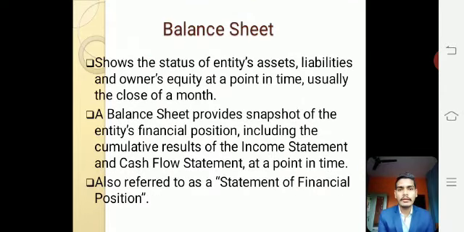Next, the balance sheet. Every organization shows the balance sheet in a financial year. The balance sheet shows the status of an entity including assets, liabilities and owner's equity at a point in time, usually the close of the month. A balance sheet provides a snapshot of the entity's financial position, including the cumulative result of the income statement and cash flow statement at a point in time. It is also called a statement of financial position.